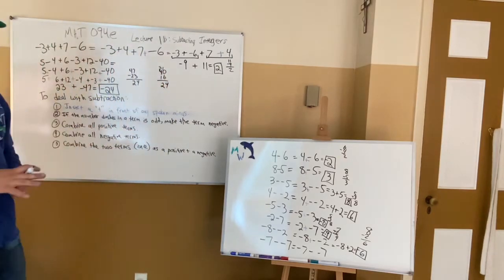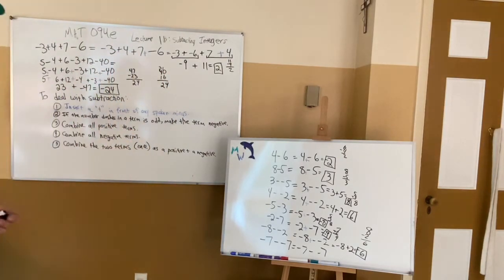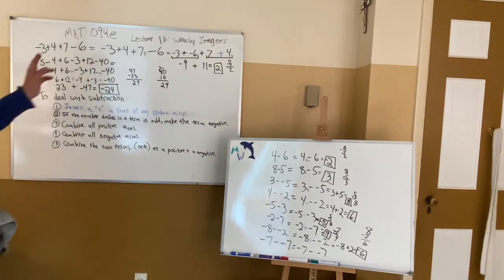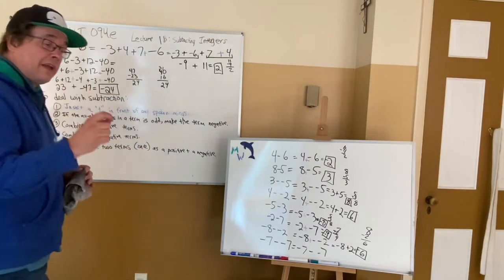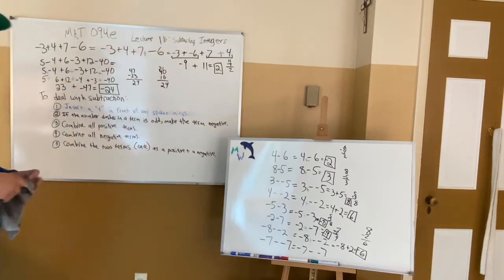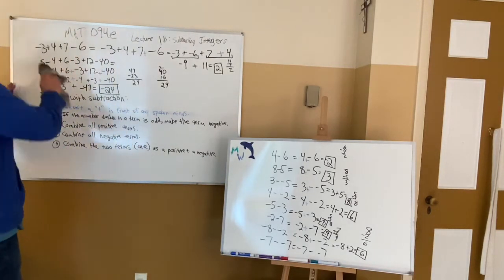So you'll get it. But I don't recommend stringing. I do recommend getting the positives together and then the negatives together. So that's how we're going to handle our subtracting integers. We're going to turn it into plus dash. Turn the old minus sign into plus dash and go from there. And that's our subtracting of integers work.